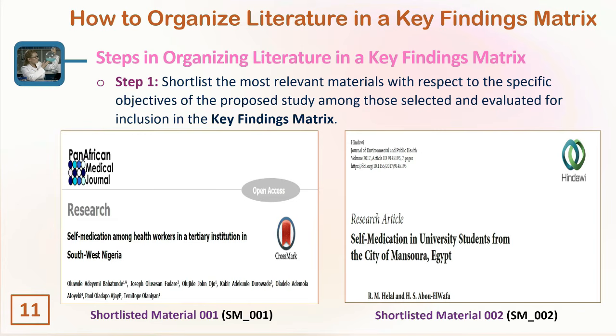The first among the materials that were shortlisted is a study on self-medication among health workers in a tertiary institution in Southwest Nigeria by Babatunde et al., and it was labeled as SM001. The second among the materials that were shortlisted is a study on self-medication among university students from the city of Mansoura, Egypt, by Elal and Abole Wafa, and was labeled as SM002.